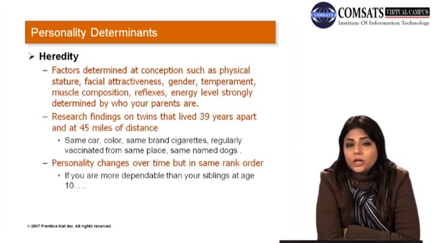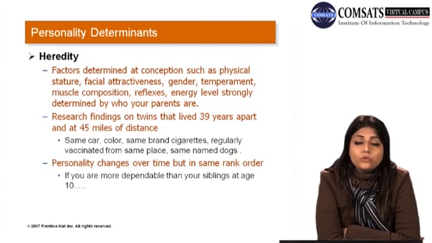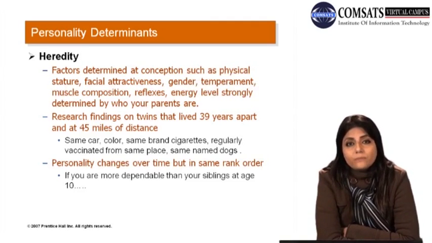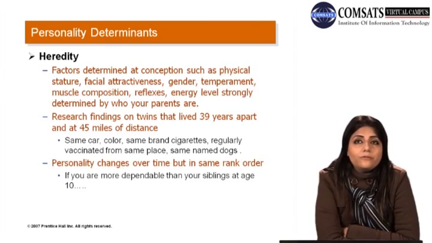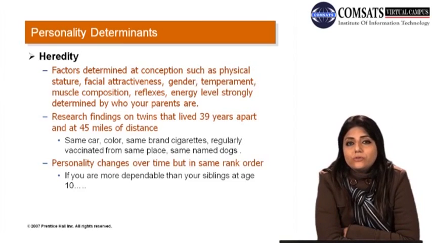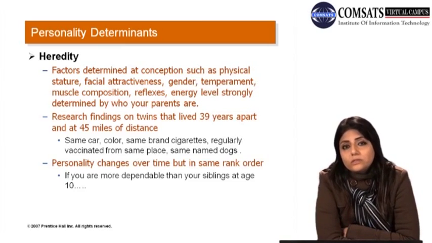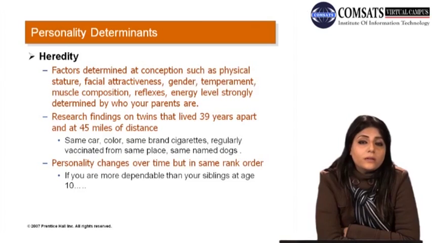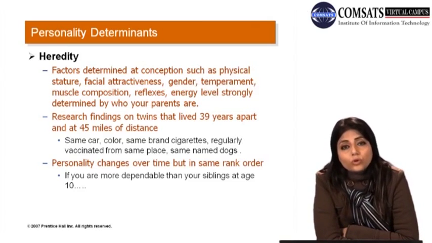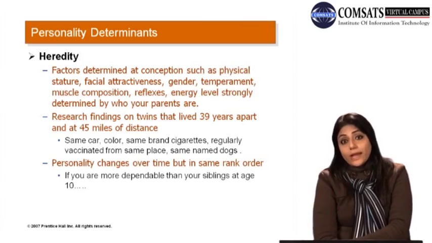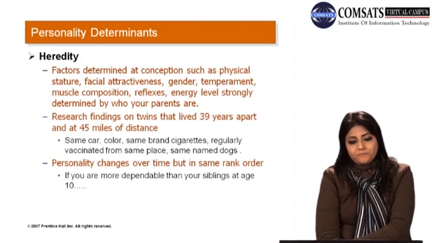Rank order does not change, but you learn some of the characteristics or traits, or they improve, right? So for example, if you are smarter than your brother at the age of 10, at the age of 20 you will still remain smarter than your brother, although both of you may become smarter at the age of 20 than both of you were at the age of 10, right? So the rank order will remain the same.